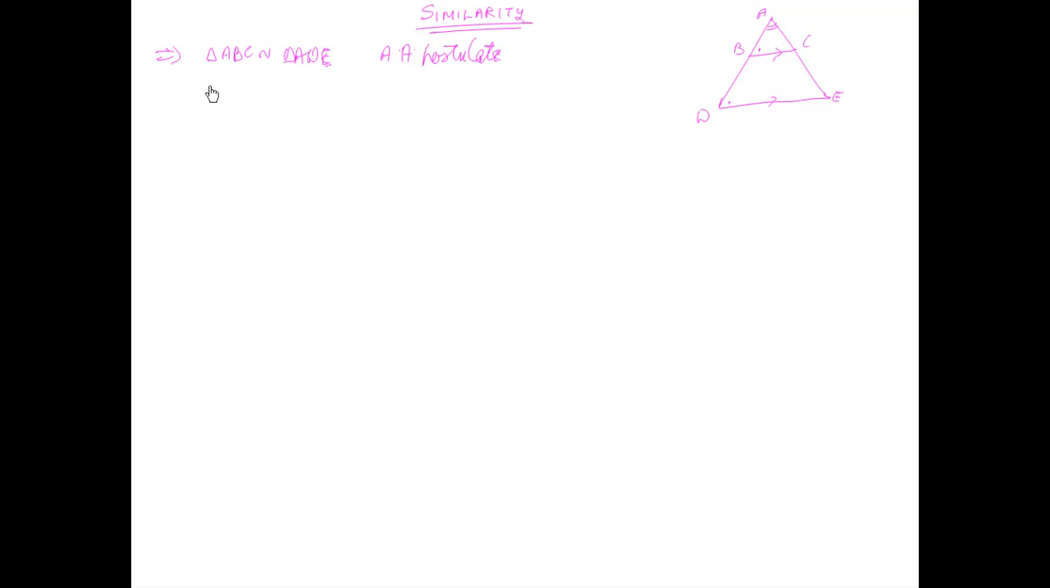Then children, we get the ratio of sides as first two upon these two. That's AB upon AD is equal to BC upon DE is equal to AC upon AE. Corresponding parts of similar triangles are proportionate. Children, this is by AA test.